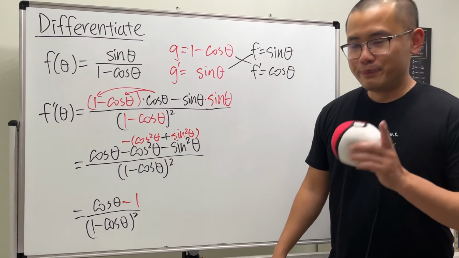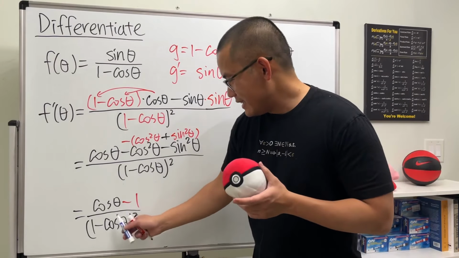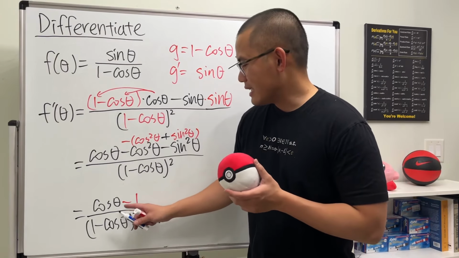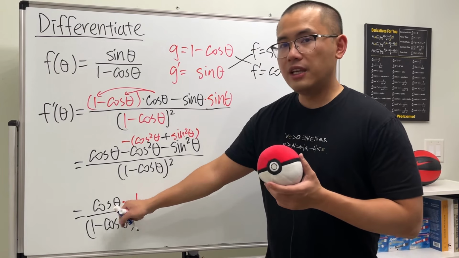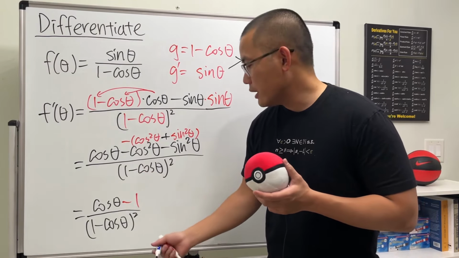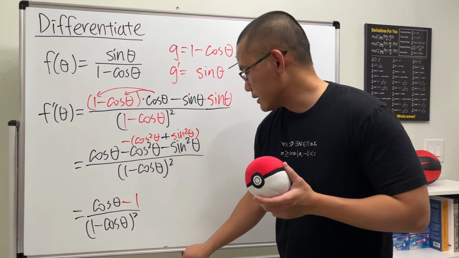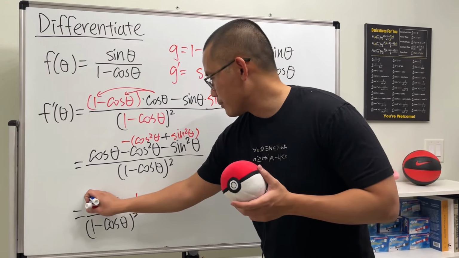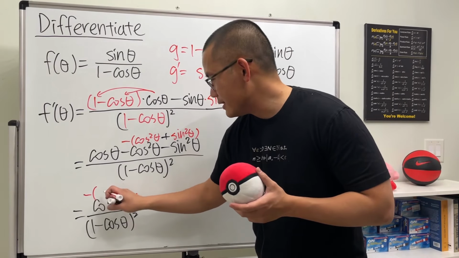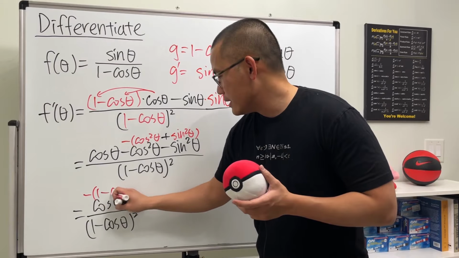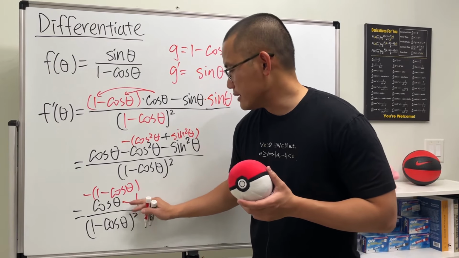Can we do more? Yes, because you see that this and that, they are almost the same. It's just that the order of subtraction matters. So we are going to factor out a negative and then switch the order of subtraction. So this right here is actually just the same as this. Let me just put this down as negative parentheses 1 minus cosine theta. Right? This is the same as that.